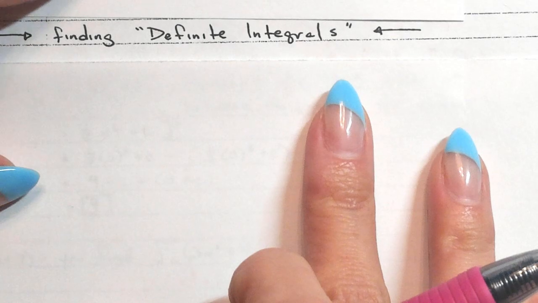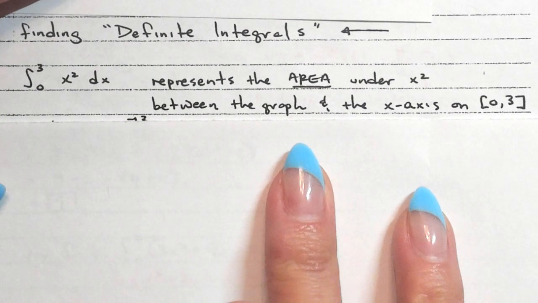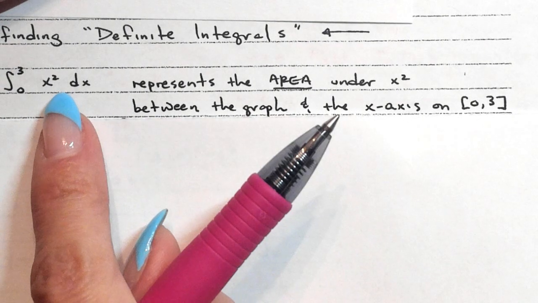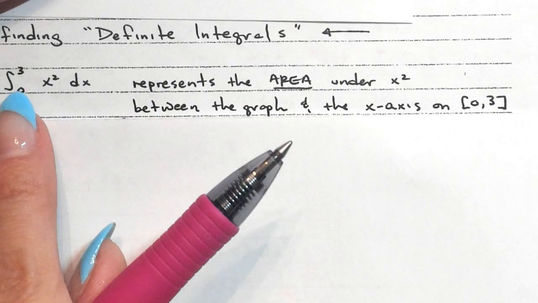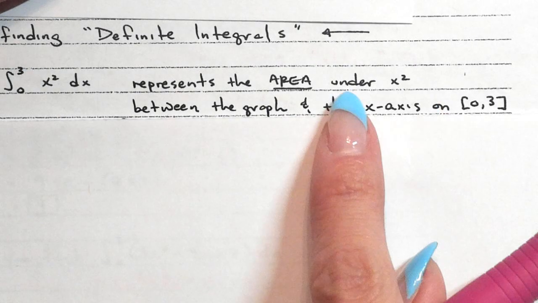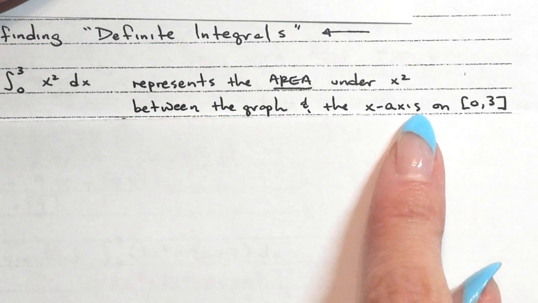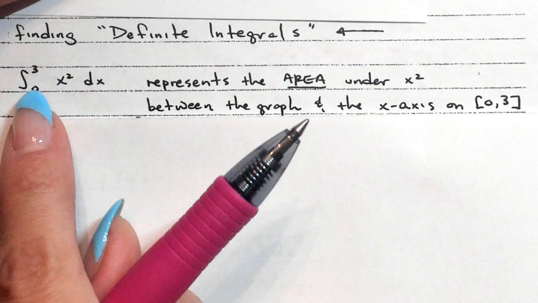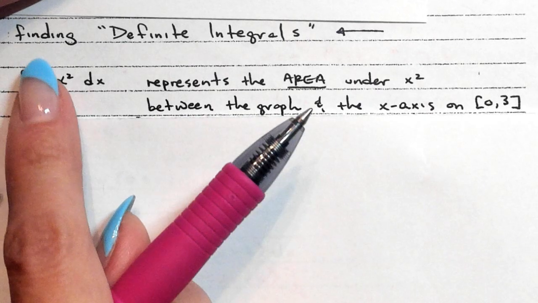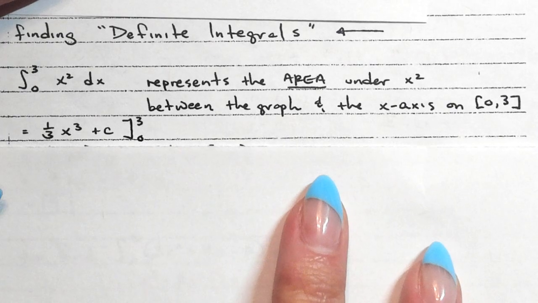So the definite integral is going to be literally the area. So we're saying this represents the area under x squared, between x squared and the x-axis, between 0 and 3, okay? So that's what this represents. So once it has numbers here, that means you're finding a definite integral. So how would you do that?